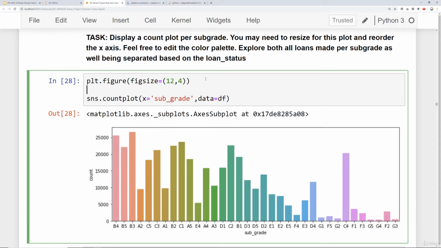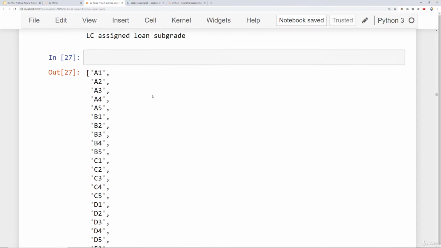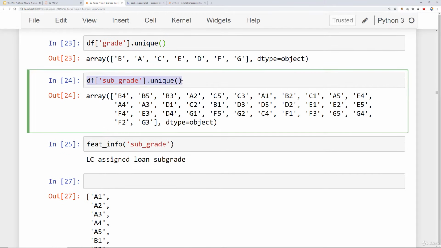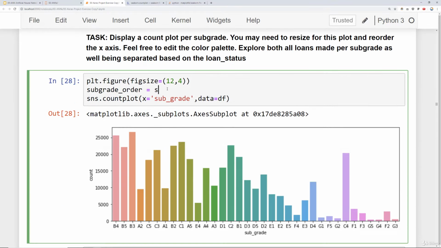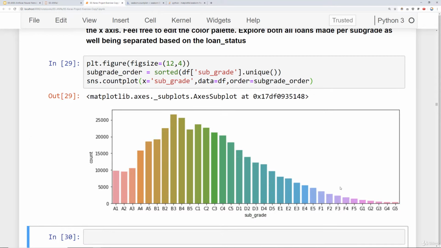So what we're going to do here is we'll say our subgrade order desired is equal to, we'll come back up here and use what we did before, where we printed out the actual unique subgrades. So we'll copy that, and then we'll just sort them using basic Python. Base Python has this sorted function, and essentially what we're doing here is we resize the plot, and now we have this list of the subgrade order, which is this sorted call of the unique subgrades. And then I'll pass that in as my order here. So we'll go ahead and say subgrade order. Run that, and now you should see everything ordered.